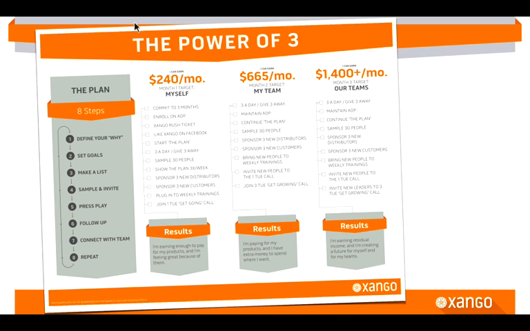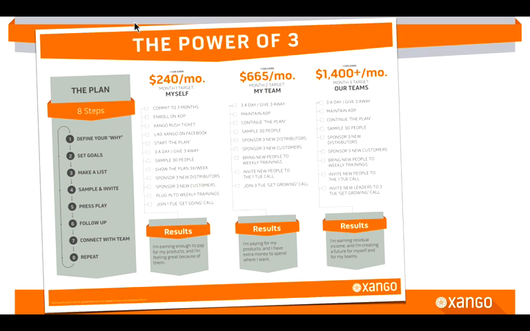Now, the power of three is a duplication model that is built around sampling, helping, educating. What we do at Xango is that we're not salespeople. We're not selling a product. We're not selling a lifestyle. We're not selling anything specifically other than we are showing people what we have to offer, telling them about it, and then helping them make an educated and informed decision. I'll go through this a little bit.